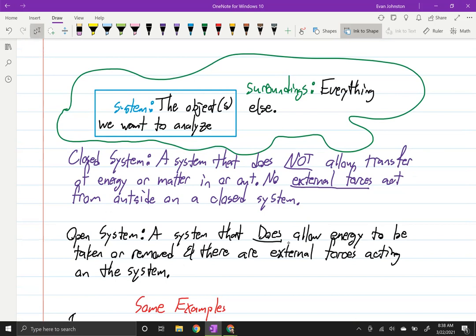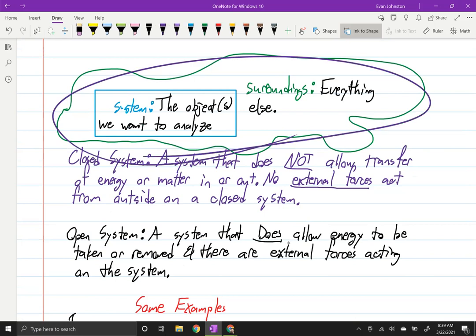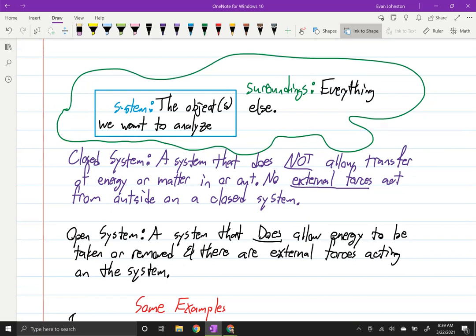So this first giant wiggly thing in the blue and green, this was something you already have in notes. System is just whatever the objects you want to analyze are. The surroundings are just everything else. The surroundings are also sometimes called, AKA also known as, the environment. It's like you're watching the Nature Channel or something. It's like, oh, there's gorillas. The gorillas are in their natural environments, all the stuff that's surrounding them.